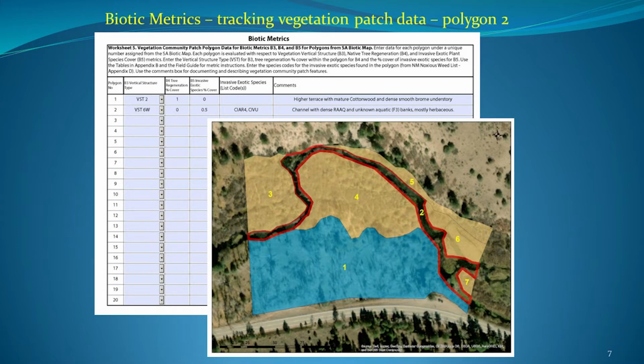And it did have noxious weeds, 0.5% noxious weeds according to our field technician. And those were Canadian thistle and bull thistle. You can see on the data sheet that she's filled in the codes from the USDA plants website for those 2 noxious species. And then our word picture again. So it's a channel with watercress and unknown aquatic, F3 banks, mostly herbaceous. So what happens when you have a species you don't recognize? You're out in the site and you're like, I just don't know what that is.